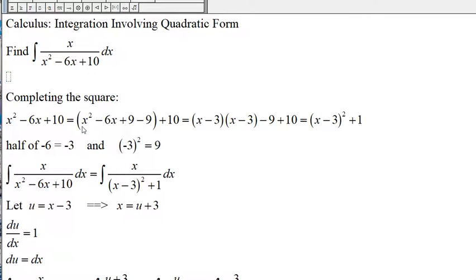And then if we look at the x squared minus 6x plus 9, the factors are x minus 3, x minus 3. And then what's left is minus 9 plus 10. And so we end up with x minus 3 squared plus 1. And so the integral of x over x squared minus 6x plus 10 is the integral of x over x minus 3 squared plus 1.